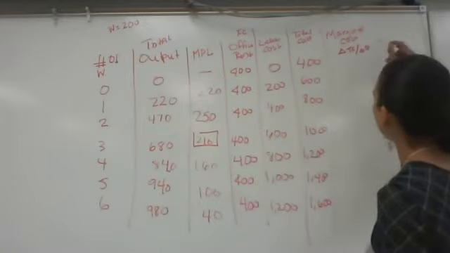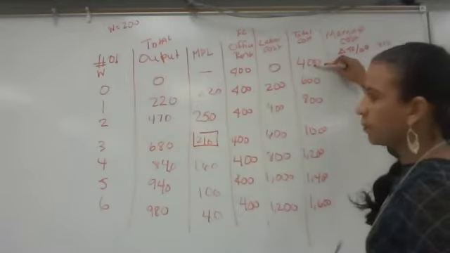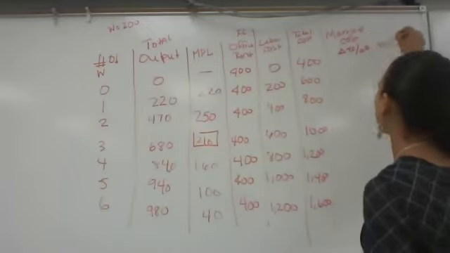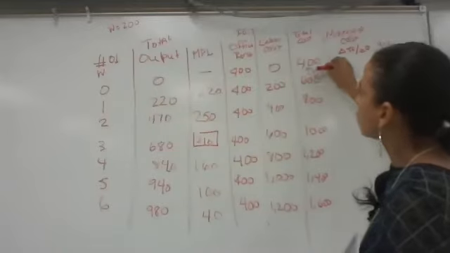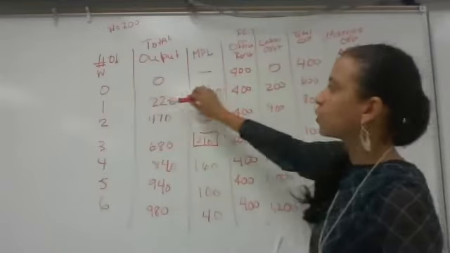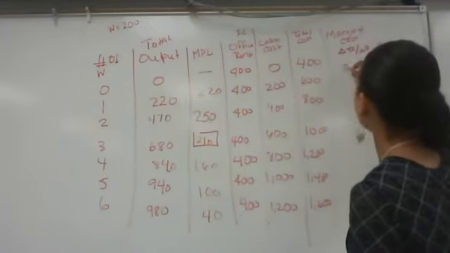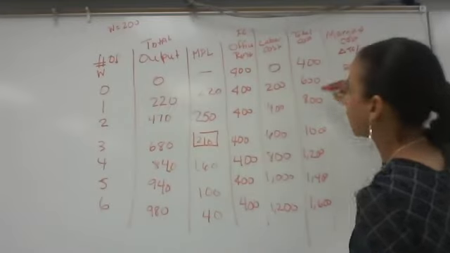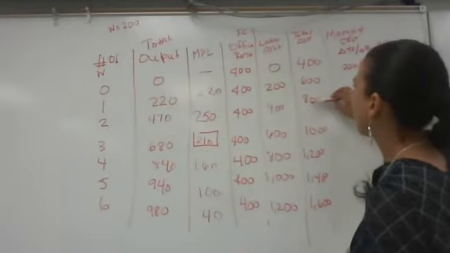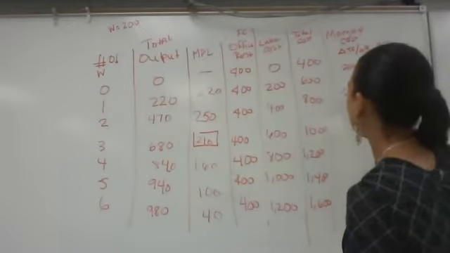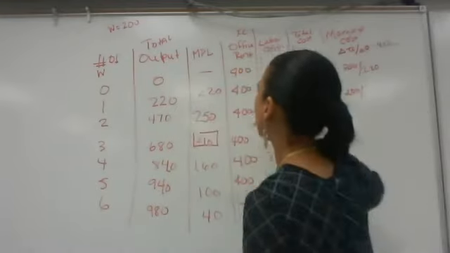So to set this up, I'm going to say 400 divided by 0. So I wouldn't have a marginal cost here because like we said before, you can't actually compare it. But here, I'm gonna say 600 minus 400 over 220 minus 0. All right, so I have 200 divided by 220. Let me get my calculator out in a minute. Here I'm gonna have 800 minus 600, so 200 divided by 270 minus 220, which is gonna be 250.